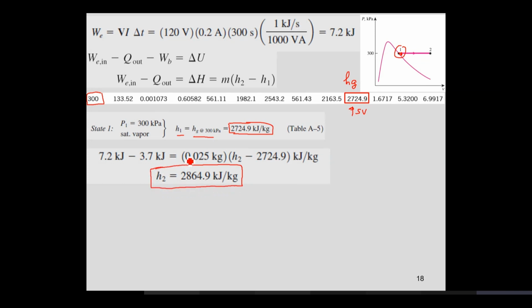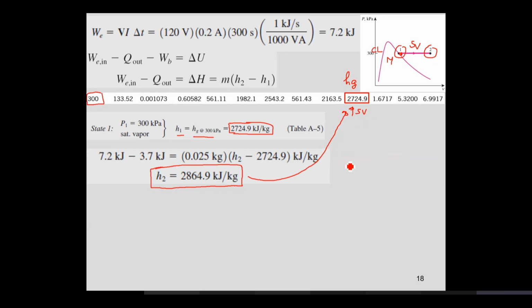Can you tell me whether my state 2 would be in the superheated vapor region, in the mixed region, or in the compressed liquid region? Superheated. Very good. Why? Because H2 is essentially greater than Hg. So essentially my system would be in the superheated vapor region. So my assumption of the system moving from saturated vapor to superheated vapor is correct. Clear enough?